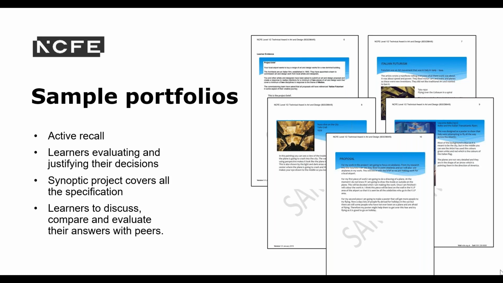In this example, we have learner evidence where learners are to submit an art and design proposal and create a response to realise intentions for a minimum of 2 pieces of art and design work that cover a minimum of 2 disciplines in response to the theme of motion. The learners have been asked that all proposals will have referenced Italian futurism in some aspect of their creative journey.